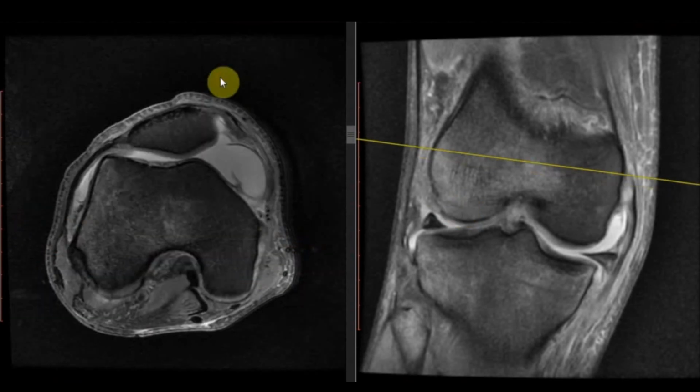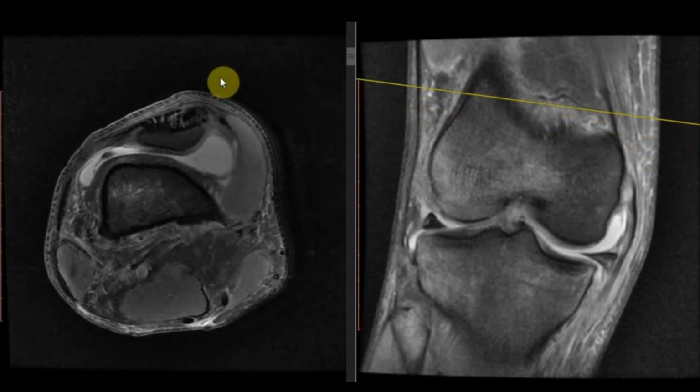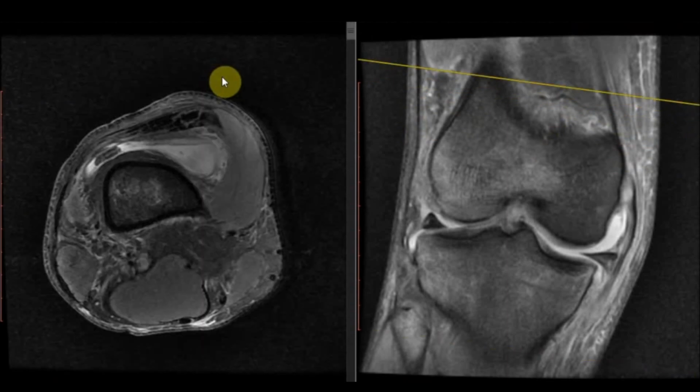And on high axial sequence, we can see that there is an osteochondral loose body also present. So we need to report this. We need to give the size of this fragment. Let's move to meniscus.